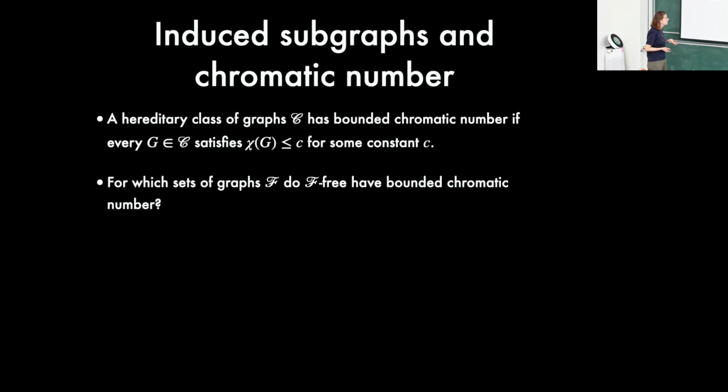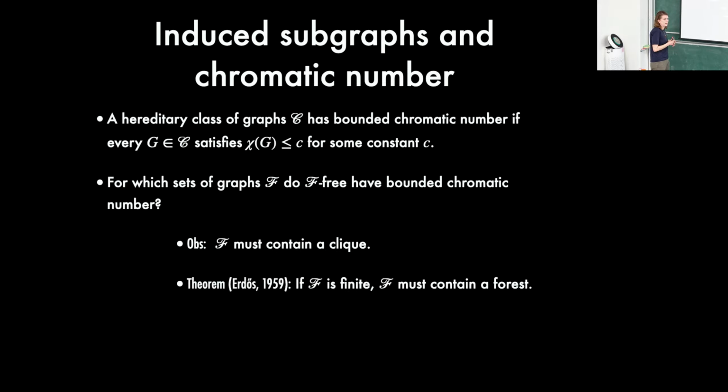So clearly you have to exclude a clique, because otherwise you contain every clique, and cliques have arbitrarily large chromatic number. But can this somehow be the complete story? This is perhaps less immediately clear. But in fact it can't be. This is a famous result of Erdős, maybe the first use of the probabilistic method, that there exist graphs with arbitrarily high girth and arbitrarily high chromatic number.